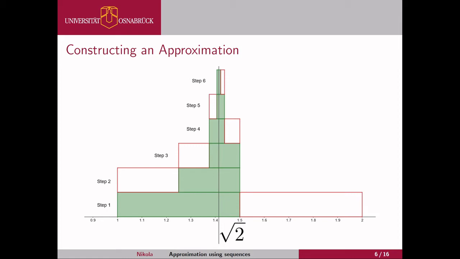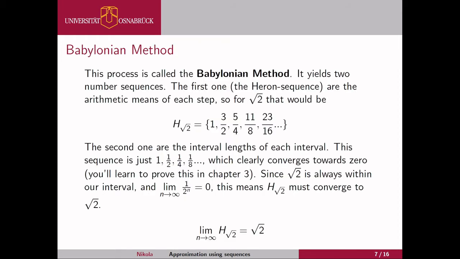If you find this visualization helpful, you can always go back to try and internalize it. I usually find such ways of explaining a method much better than a long list of steps you perform in your algorithm. What we just did is called the Babylonian method, or sometimes the Heron method. We get two number sequences as a result. The first one is called the Heron sequence, named after the Greek mathematician who allegedly came up with this. And this is the important sequence.